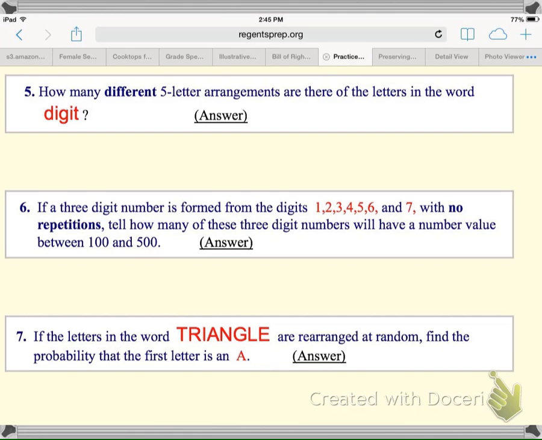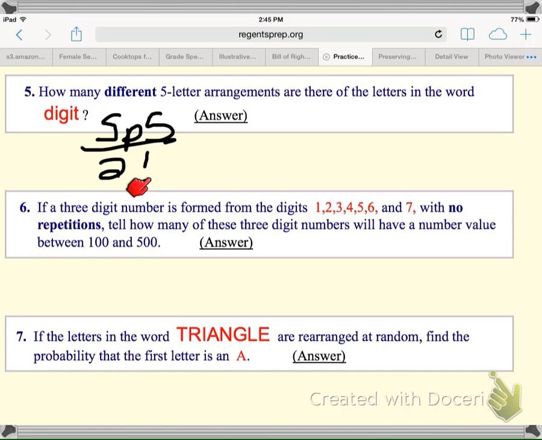How many different 5-letter arrangements are there of the letters in the word digit? Go ahead and write your work, and when everybody is standing, Lauren, you can start it again. Go ahead and pause. Okay, now this one is very different because initially it starts out as 5P5. How many 5-letter arrangements can you make in the word digit? Digit has 5 letters. So that's where the 5P5 comes from.